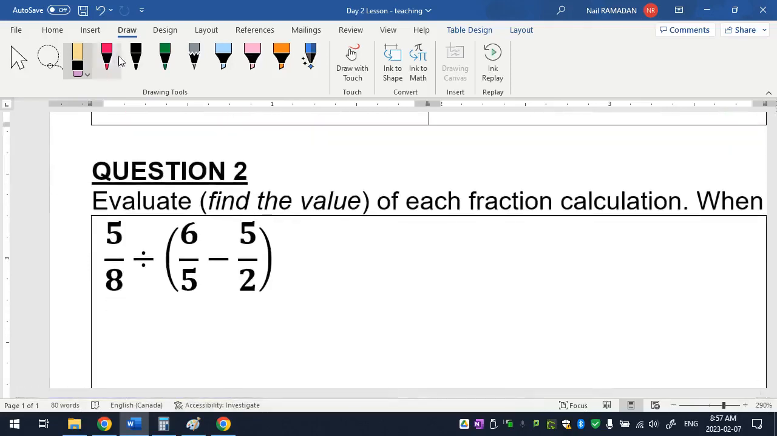5 times 2. Oh, sorry. 5 times 2. 6 times 2. 2 times 5, I mean. 2 times 5. 5 times 5. Okay? We have enough space on the side, so let's keep going.